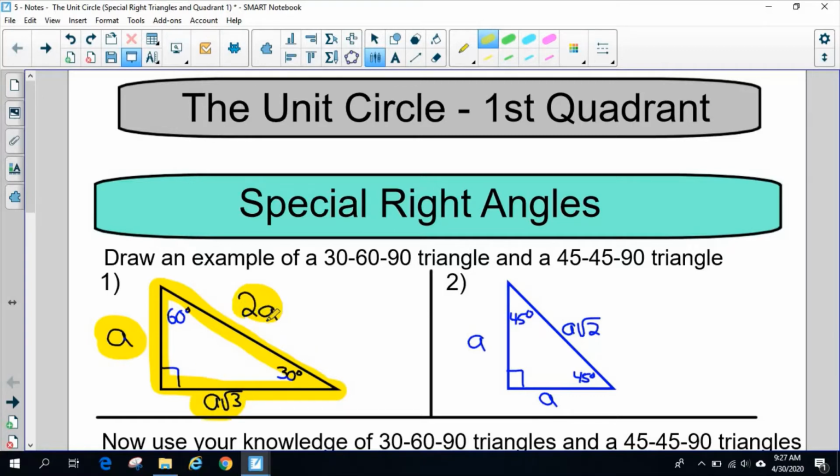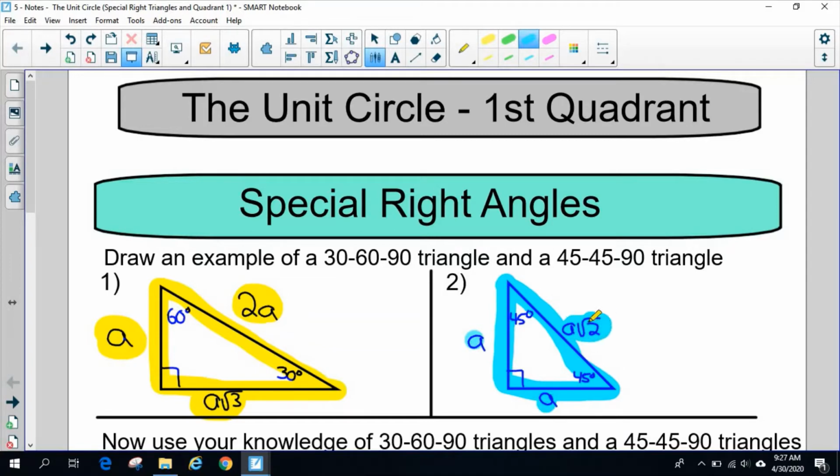So what happens there is you have a situation in which this is just in order of smallest to biggest. This is the smallest angle, this is the smallest side, 1a. This is the second, so it's a root 3 or 1 point something, and then across from the 90, we have 2a. Similar situation with 45, 45, 90s, but because a 45, 45, 90 is also isosceles, we only have a and a root 2.